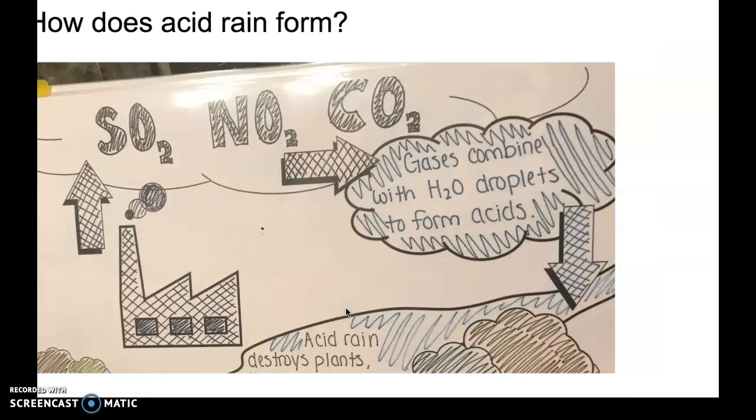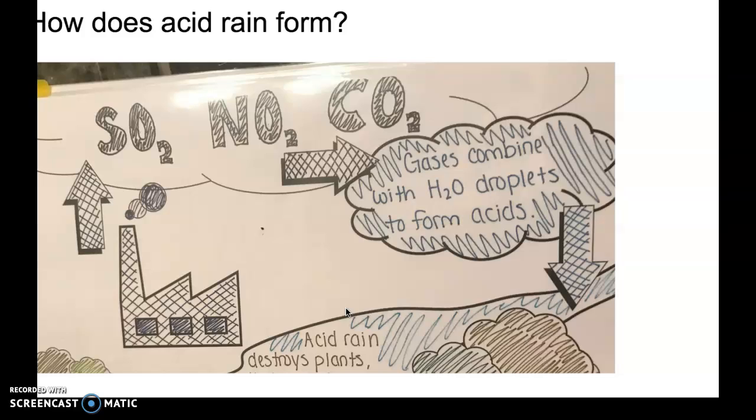Here's how it forms though. The sulfur dioxide or the nitrogen oxides are emitted into the air via factories or cars or whatever kind of pollutant we've got. Even carbon dioxide too can do this. The gases, sulfur dioxide, SO2, nitrogen oxide, NO2, and carbon dioxide, CO2, combine with our H2O droplets to form acids.